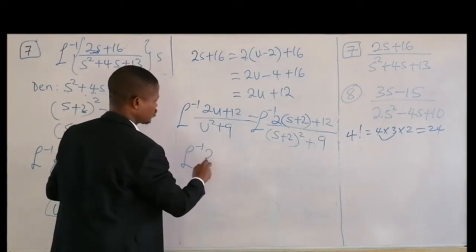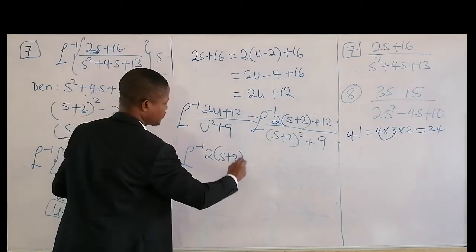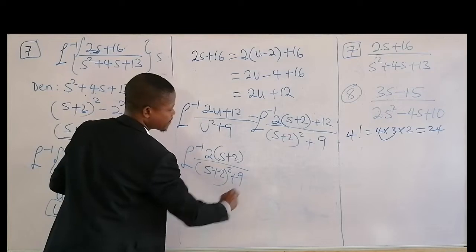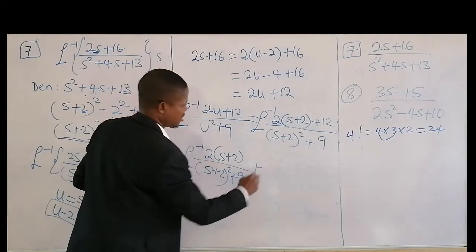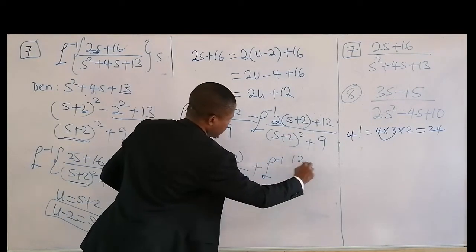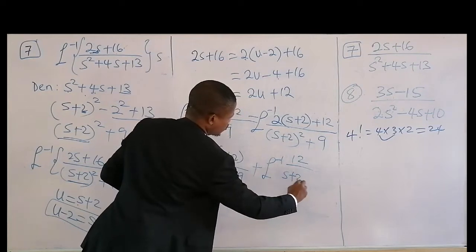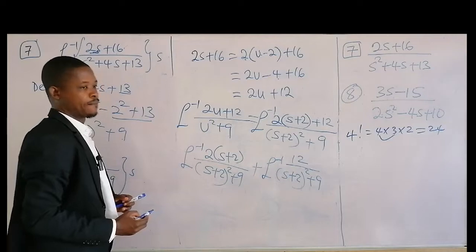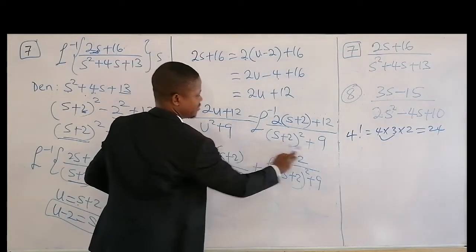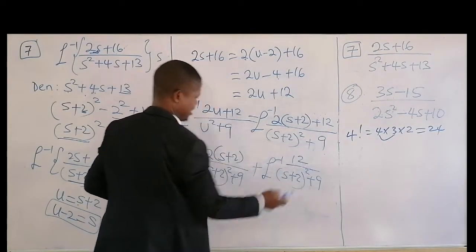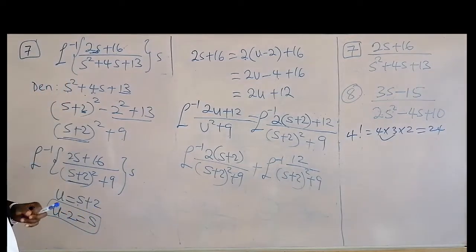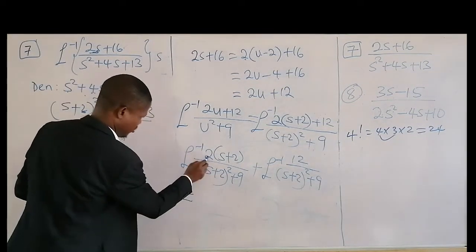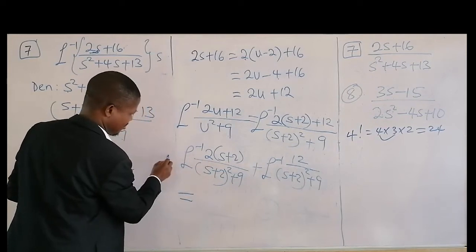And that will be equal to what? 2 into bracket x plus 2 over x plus 2 squared plus 9, then plus inverse Laplace of 12 over x plus 2 squared plus 9. So that's what we have done now. This part by the denominator, then this one by the denominator. Then finally, these two can come outside the Laplace.